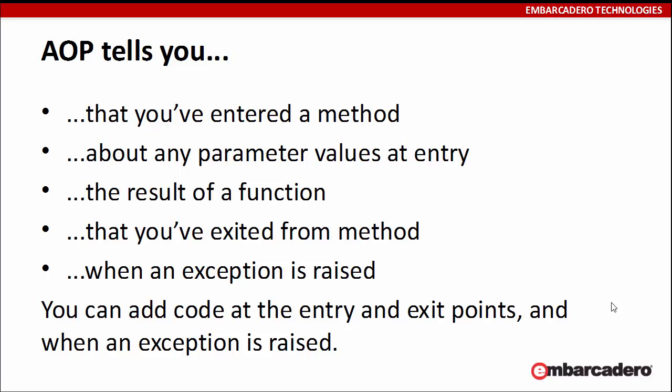Aspect-oriented programming tells you a few things. First, it can tell you that you've entered a method. It can tell you about any parameter values at the entry of the method. It can tell you the result of any function call. It tells you that you've exited from that method, and it can also let you know when an exception is raised. You can add code at the entry and exit points, and you can call code when an exception gets raised. This is the basics of what aspect-oriented programming does, and it allows you to alter the code that gets executed without actually having to change the code itself.